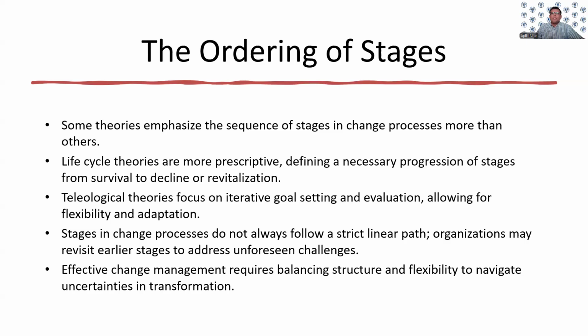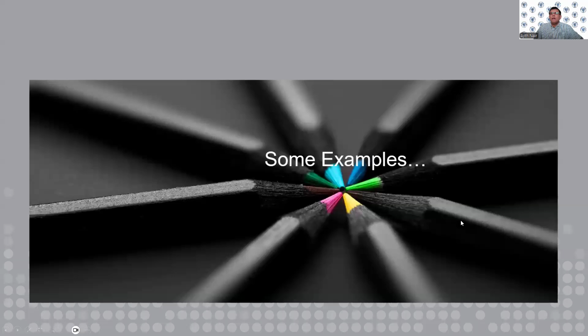And many times the stages in the change process, as we discussed, are not a linear path. Effective change management definitely requires preparation of the organization and team to navigate different kinds of uncertainties that can happen in different stages of the organization.